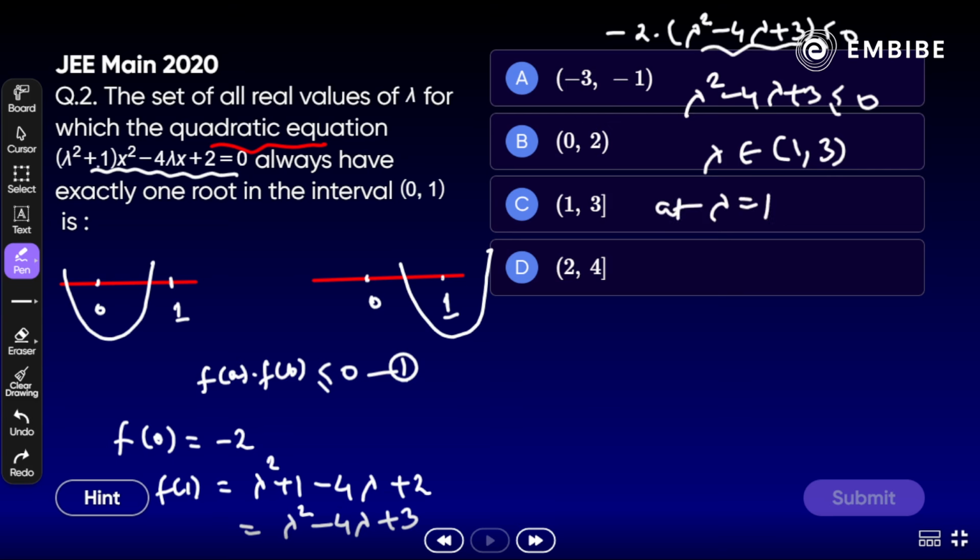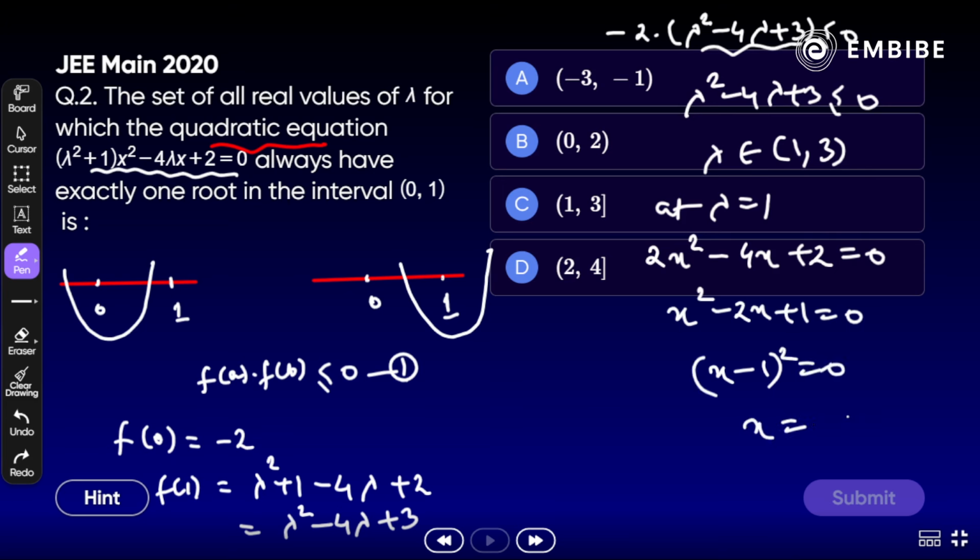Let me check the quadratic equation at lambda equal to 1. It should be 2x square minus 4x plus 2 equal to 0, or taking 2 common, x square minus 2x plus 1 equal to 0, which is x minus 1 whole square equal to 0. We have 2 roots and both are the same, the case of a repeated root. So lambda equal to 1 does not exist here; the interval should be open at 1. Definitely option C will be the answer.